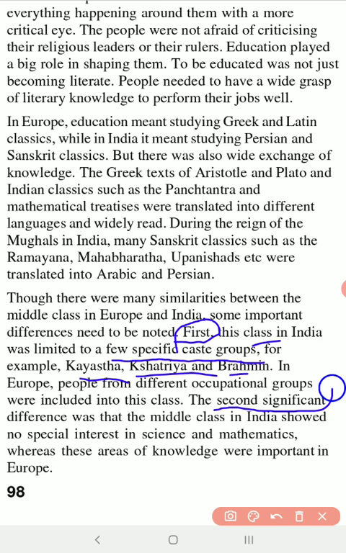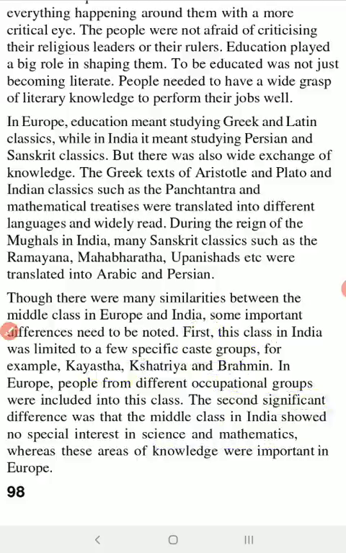The second important difference between the middle class in Europe and India is that in India, the middle class never showed any interest in the knowledge of science and mathematics, whereas in Europe, those from the middle class showed a lot of interest in scientific and mathematical understanding of reality, because they travel, they earn, and they also try to improve their ideas. So that is a change that we find here.